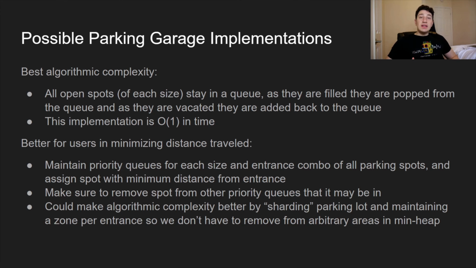Well, a simple naive way of assigning spots would basically just be to maintain queues for every single type of spot, right? So we would have a queue for the small spots, a queue for the medium spots, and a queue for the large spots. And basically, as cars come in and request spots, we just go ahead and assign the first element of that queue to them and then remove it from the queue. This is really nice because this implementation is in O of 1 time.